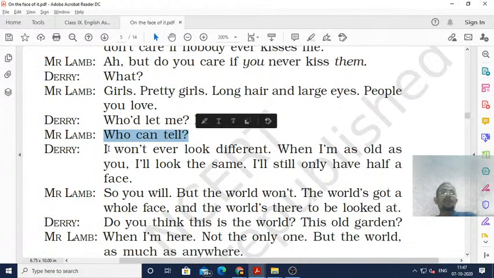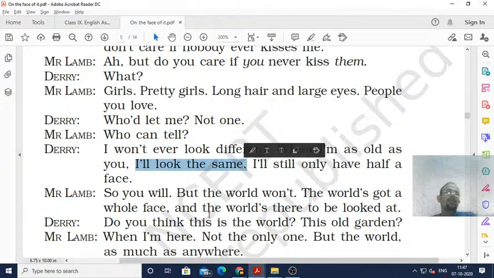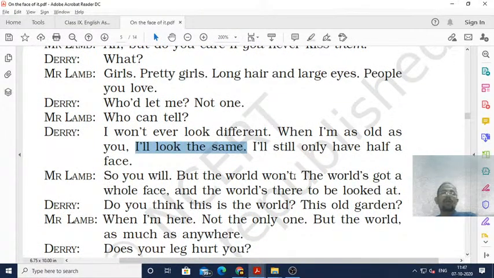Derry says, I won't ever look different. When I'm as old as you, I look the same. I won't ever look different from what I'm looking today. Even when I become as old as you were, I shall remain the same. I will still only have half a face. Mr. Lamb says, so you will, but the world won't.